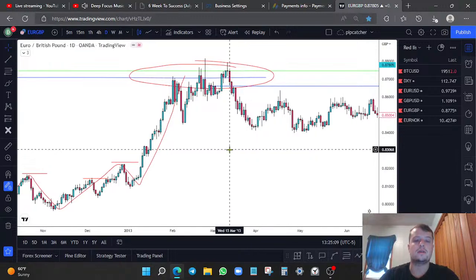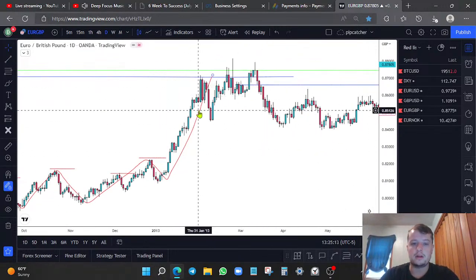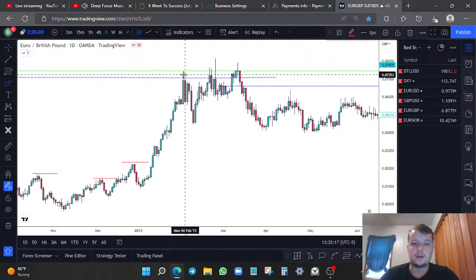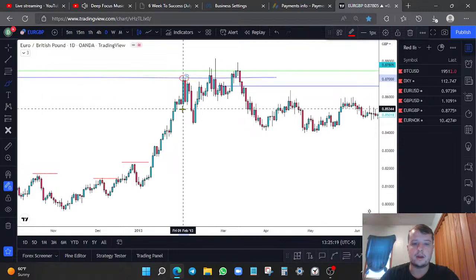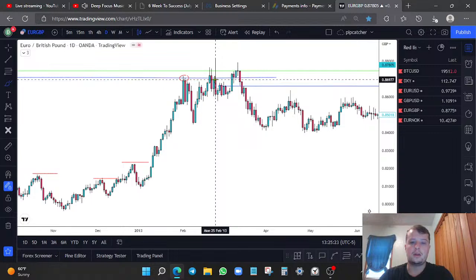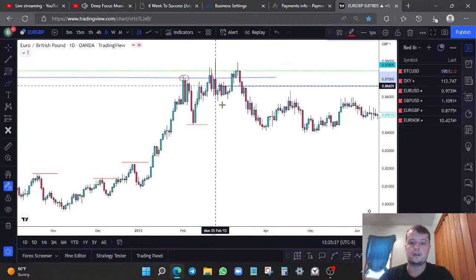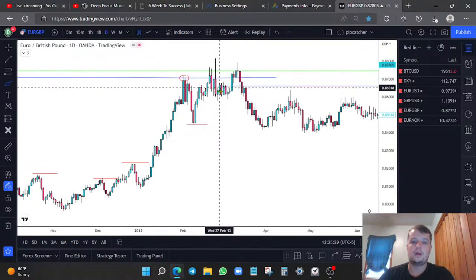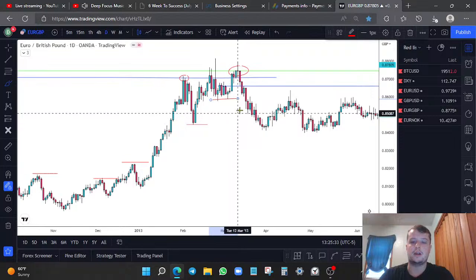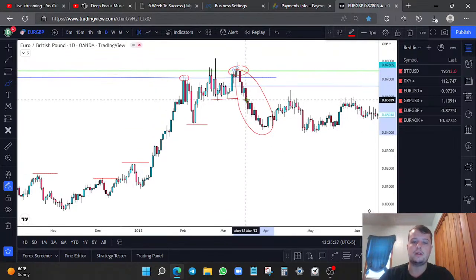Now look at the rejections. So let me delete that and that. So look at our first rejection here. Did we get any break of structure? No. Look at our second rejection here. Did we get any break of structure? No. But look at our third rejection here. Did we get any break of structure? Yes, we did.